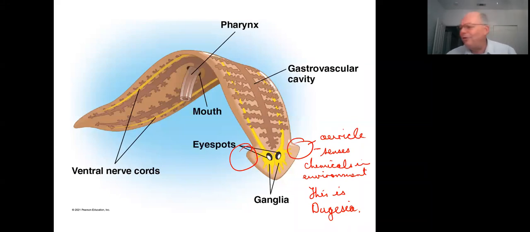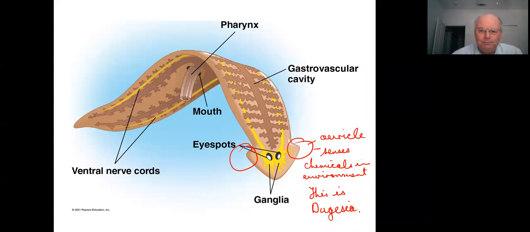The advantage of having auricles on either side of the head is that it gives you a stereoscopic view. It allows you to determine the direction from which the chemicals are coming, because if it's coming from straight ahead, both auricles will sense it equally. If it's coming from one side, the auricle on that side senses it more intensely than the auricle on the other side, which allows you to get directional information.